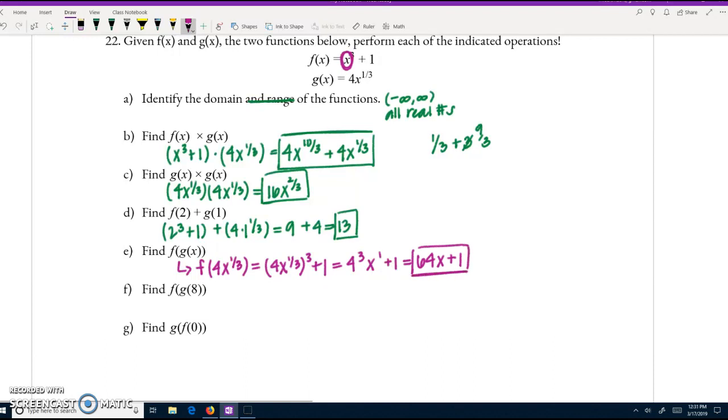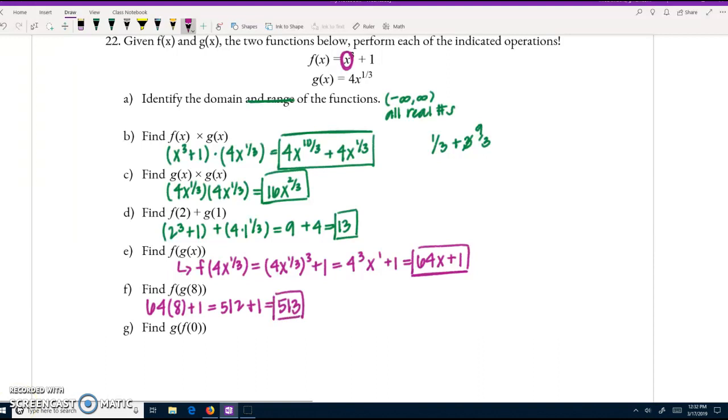And then it asks me to find f of g of 8 for part f. So I have two ways I can go about doing this. I just found f of g of x, so I can just plug 8 into the operation we found above. So I can call that 64 times 8 plus 1. So I'm going to have a little bit of multiplication going on there. So this will end up giving me 512 plus 1, or 513.